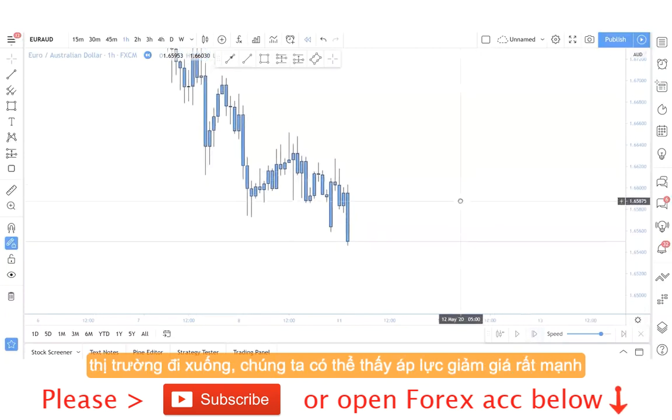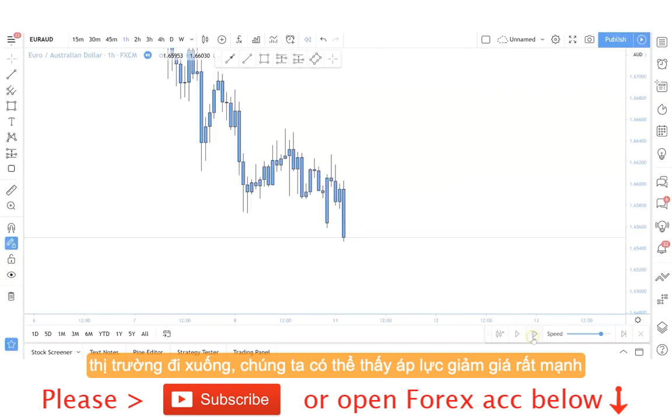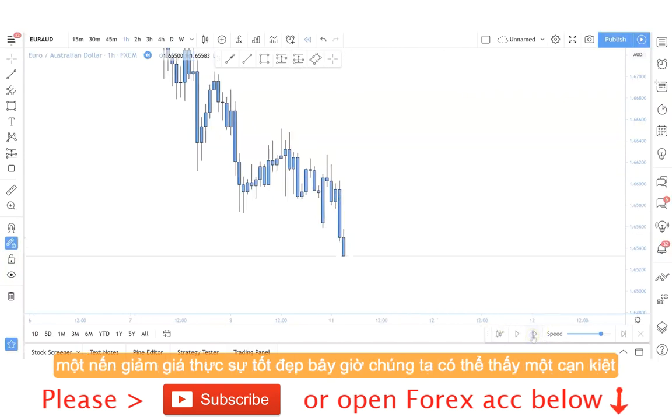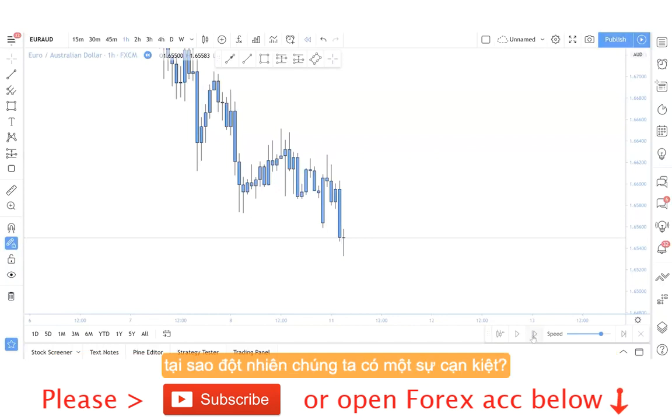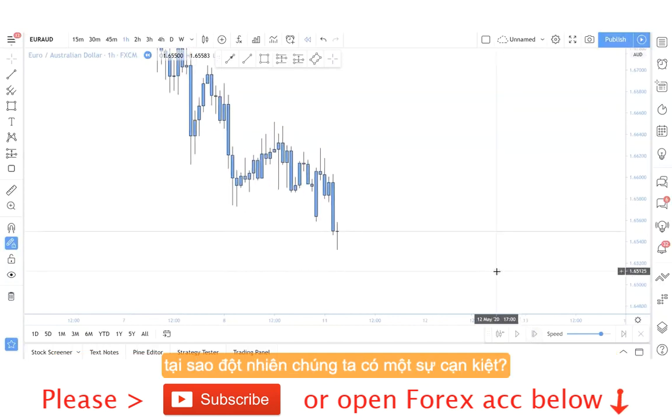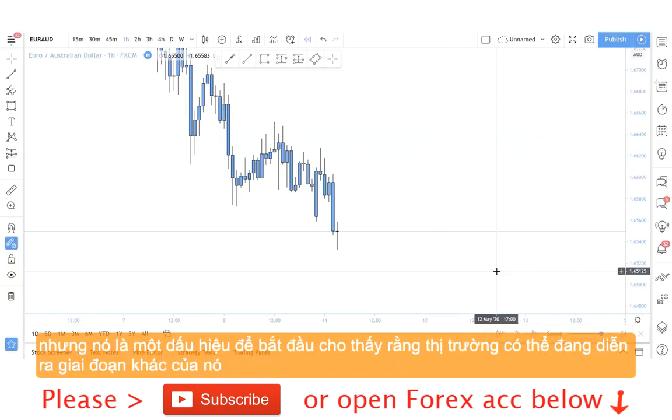Structure the market to the downside. We can see very strong bearish pressure, a really nice bearish candle. Now we can see a depletion. Why all of a sudden do we have a depletion? Well, this is not enough to start to gather evidence, but it is a sign to start showing that the market may be going through its phases.